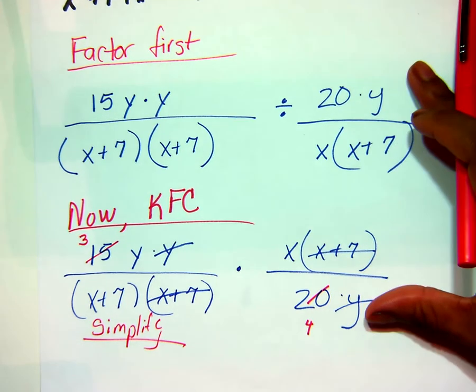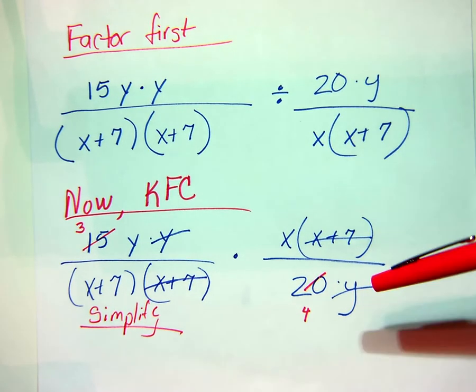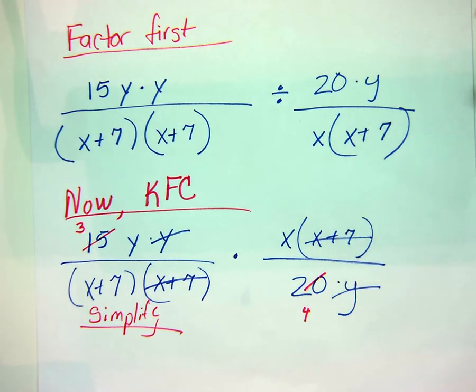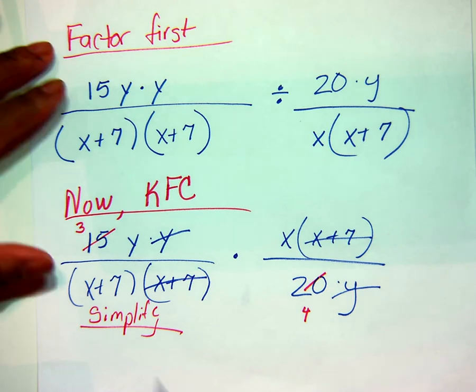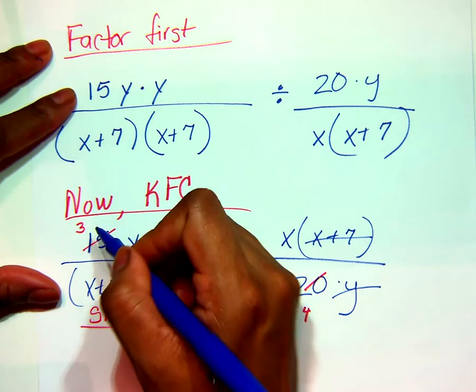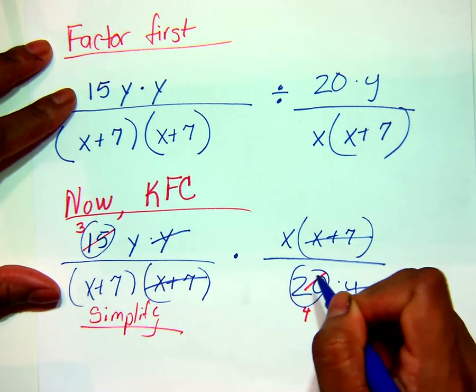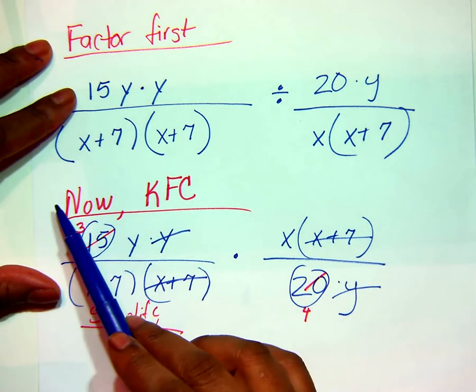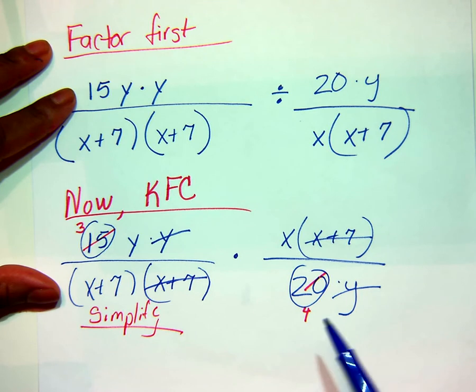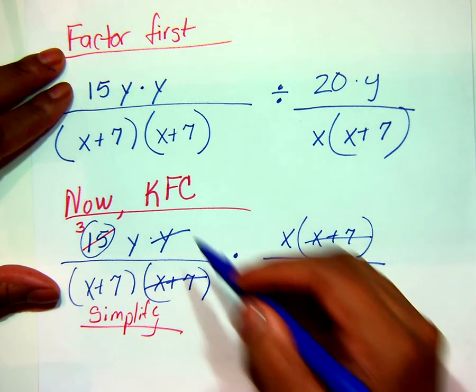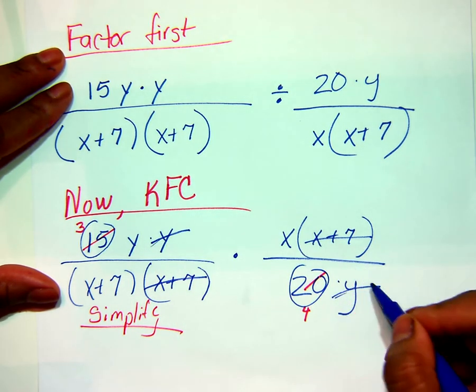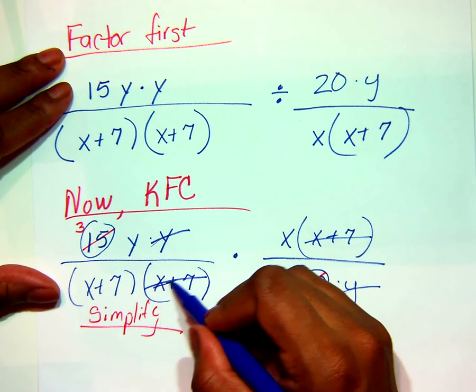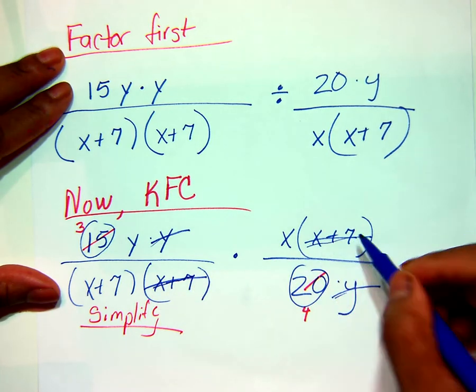We kept the first fraction and flipped the second fraction. So now we have to simplify. In order for us to simplify, we know that both 15 and 20, so I'm going to circle these, are divisible by 5. Therefore, you're going to have your 3 and your 4. We also notice that there's a y on the top and a y on the bottom. We also see that there's an x plus 7 on the bottom and an x plus 7 on the top.